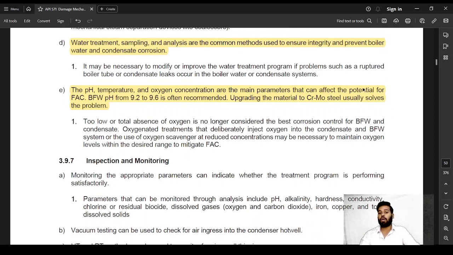pH, temperature, and oxygen concentration are the main parameters that can affect the potential for flow accelerated corrosion. Boiler feed water pH from 9.2 to 9.6 is often recommended. Upgrading the material to chrome moly steel usually solves this problem.